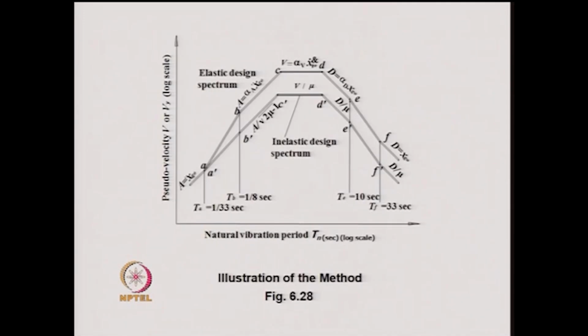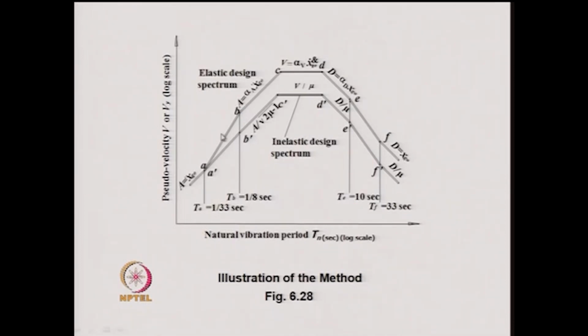And after or below A dashed, the inelastic response spectrum curve and the elastic response spectrum curve, they are the same. So, in this way one can get the value of the inelastic design response spectrum for a specified value of mu constructed from the elastic response spectrum.